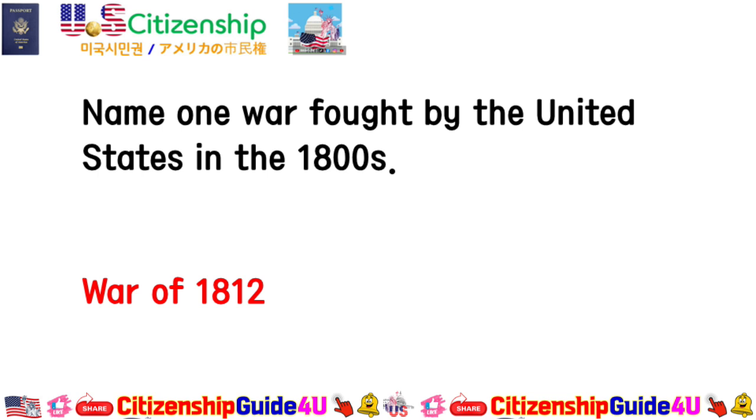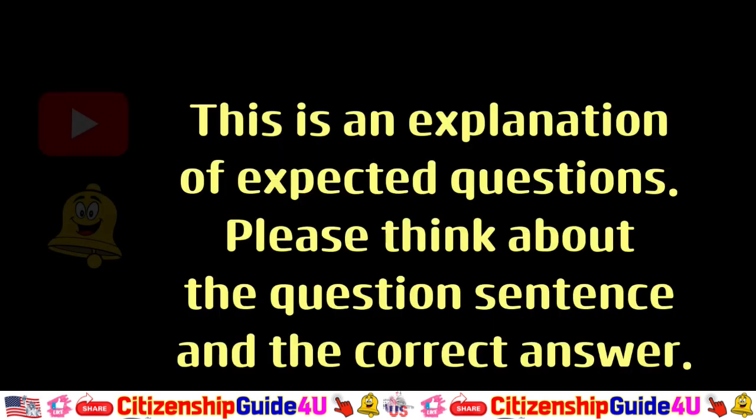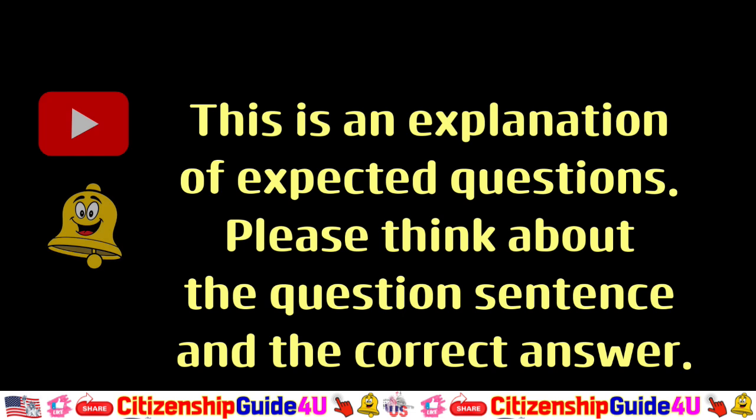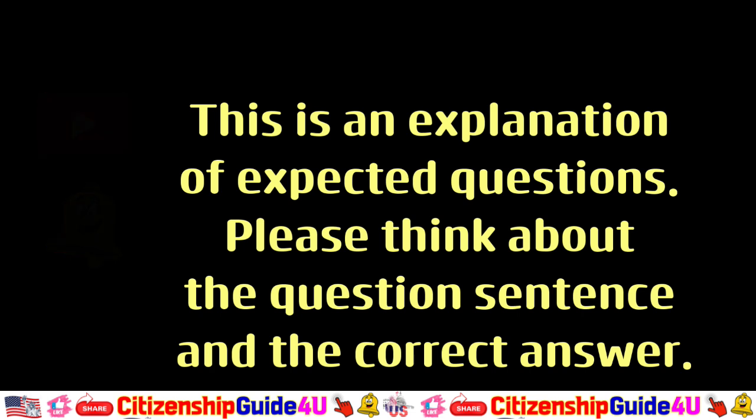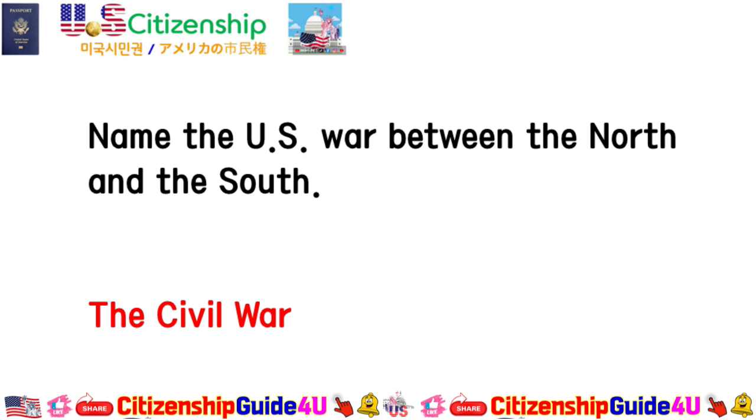War of 1812. The American Civil War occurred from 1861 to 1865 and involved a conflict between the northern states led by President Abraham Lincoln and the southern states that seceded from the Union to preserve the institution of slavery. Name the U.S. war between the North and the South.